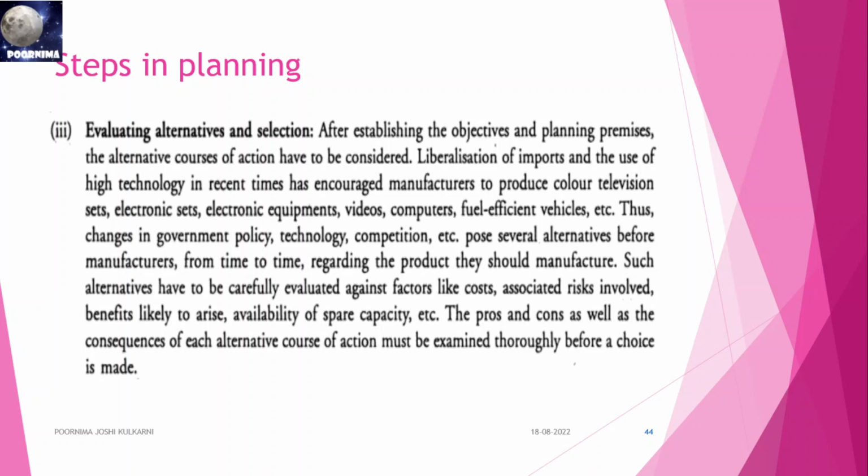The third step in the planning is evaluating alternatives and selection. After establishing the objectives and planning premises, alternative courses of action have to be considered. Liberalization of imports and the use of high technology in recent times has encouraged manufacturers to produce color television sets, electronic equipment, video computers, fuel efficient vehicles, etc. Changes in government policy, technology, competition, etc. propose several alternatives before manufacturers from time to time regarding the product they should manufacture.